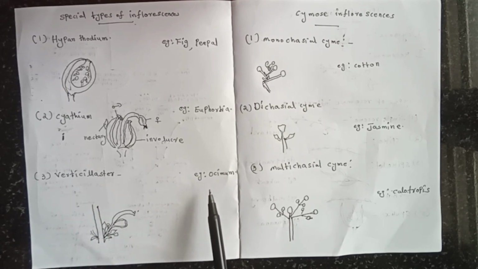Example, ocimum. A series of condensed dichasial cymes at each node, with a cluster of sessile flowers in the axil of leaves. Example, ocimum.